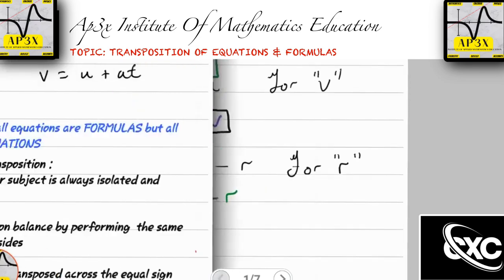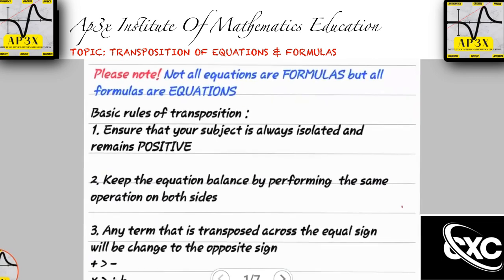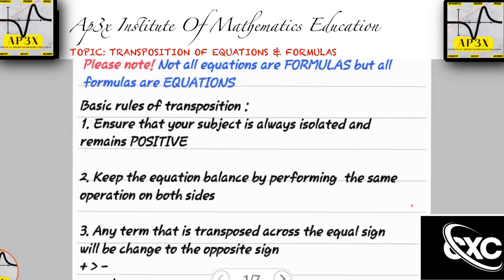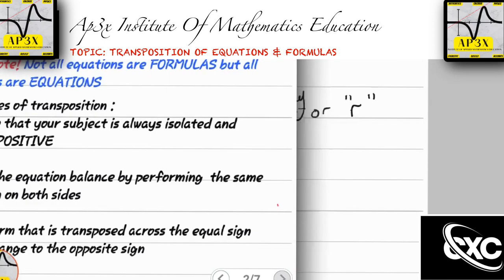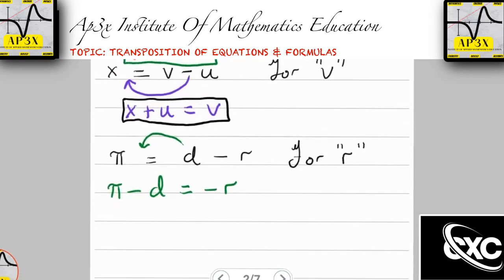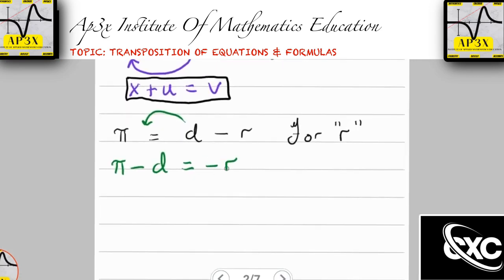Now if you go back to rule number 1 here where we stated that you ensure that your subject is always isolated, which we have done successfully on 2 occasions, and try to keep it positive. I did mention to you that occasionally you might find that your subject, based on your direction of transposition, will automatically be left negative. So how do we handle a situation where our subject is negative? We're going to divide both sides by -1, whenever your subject is negative like this.